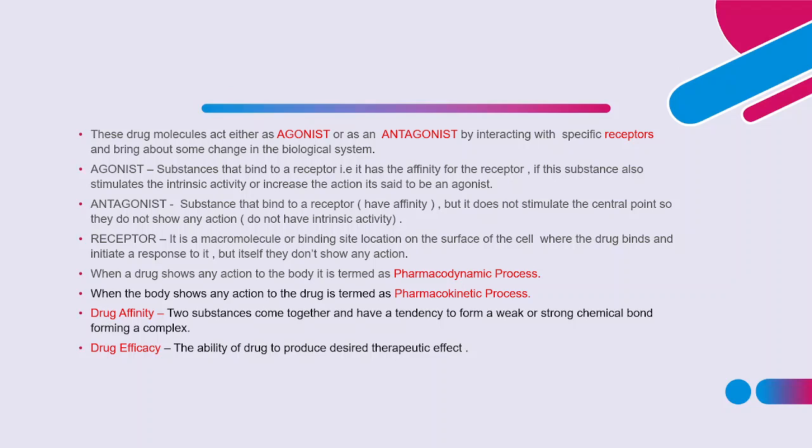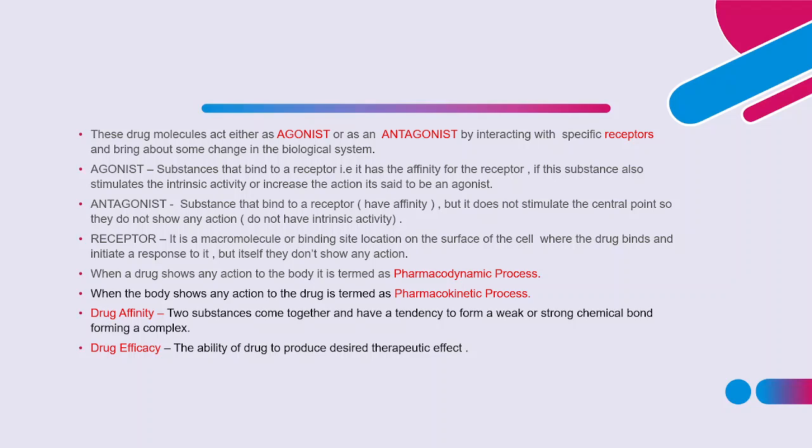But in case of an antagonist, they are also combining with the receptor, just like an agonist, but they will not stimulate the central point. They will not produce something productive. Instead, they will shut down or inhibit the action.